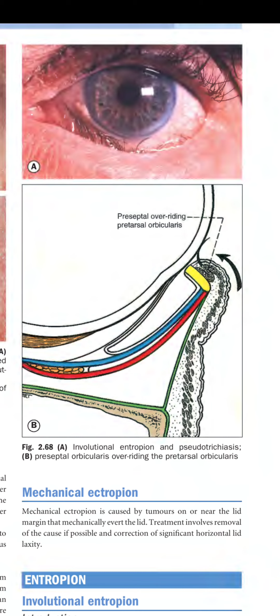Mechanical ectropion. Mechanical ectropion is caused by a tumor on or near the lid margin that mechanically everts the lid. Treatment involves removal of the cause if possible and correction of any significant horizontal lid laxity. So in case of mechanical ectropion, you just remove the cause.